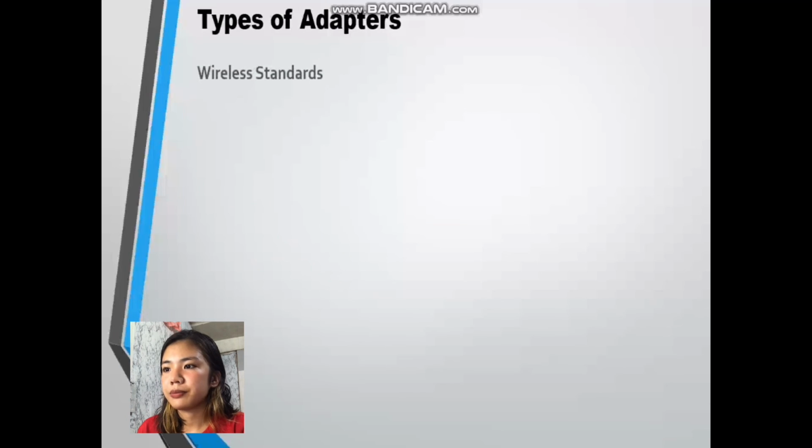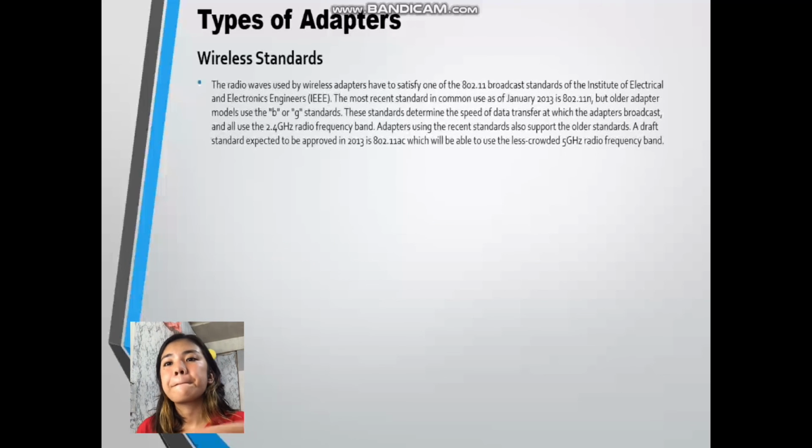Types of adapters. First, wireless standards. The radio waves used by wireless adapters have to satisfy one of the 802.11 broadcast standards of the IEEE. The most recent standard in common use as of January 2013 is 802.11n, but older adapter models use the B or G standards. These standards determine the speed of data transfer which the adapters broadcast, and all use the 2.4 GHz radio frequency band.